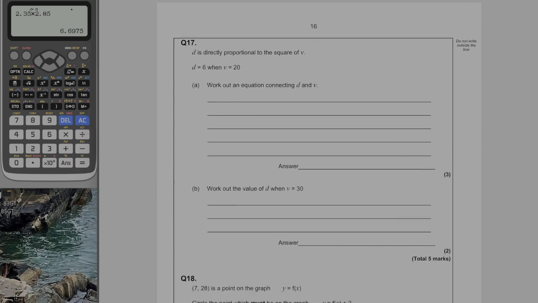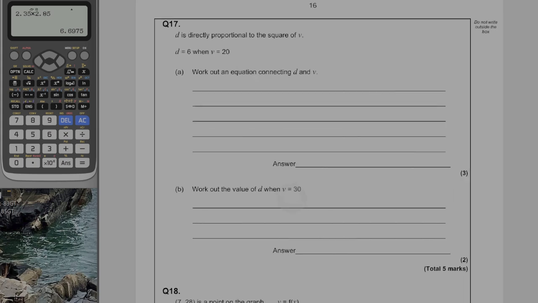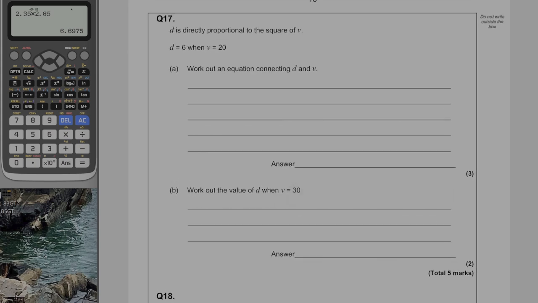Right, question 17. D is directly proportional to the square of V. D is equal to 6 when V is equal to 20. Work out an equation connecting D and V. Okay, so D is going to be equal to K, directly proportional, times V squared, or KV squared. So K is going to be equal to D divided by V squared.